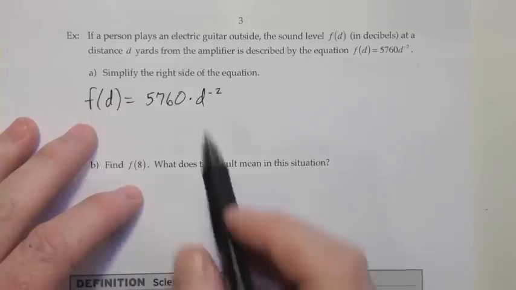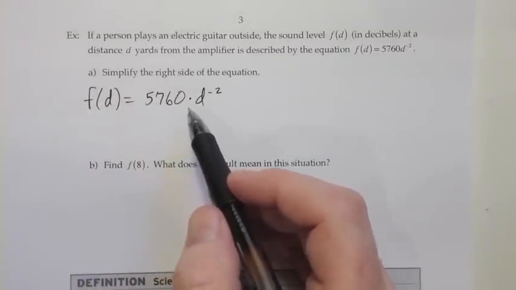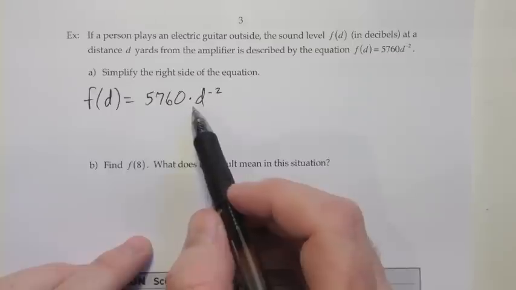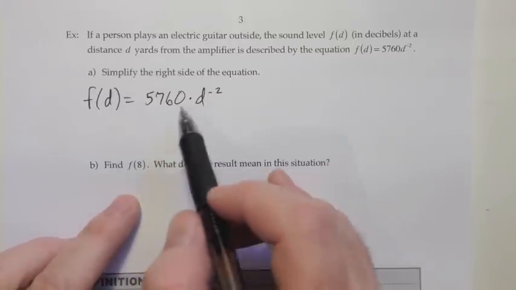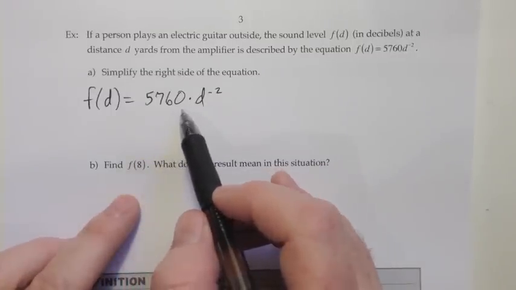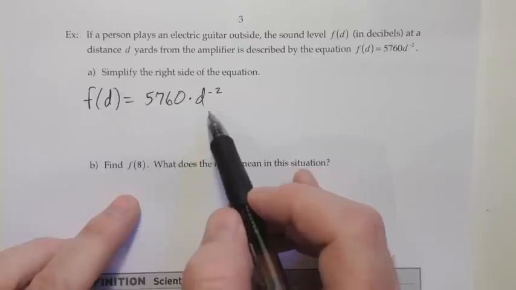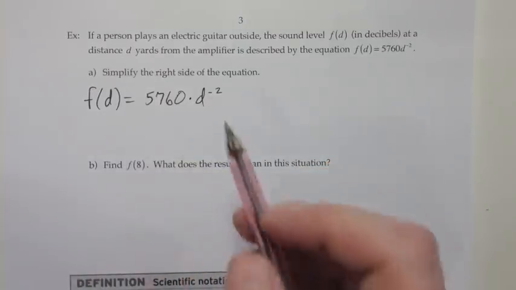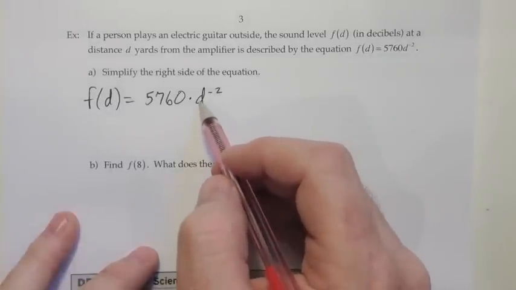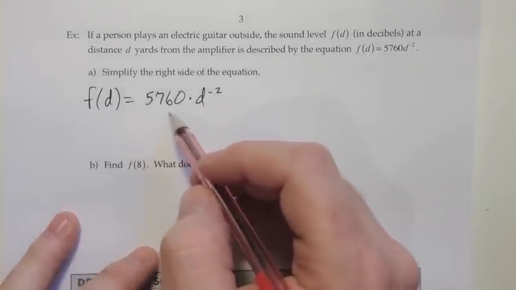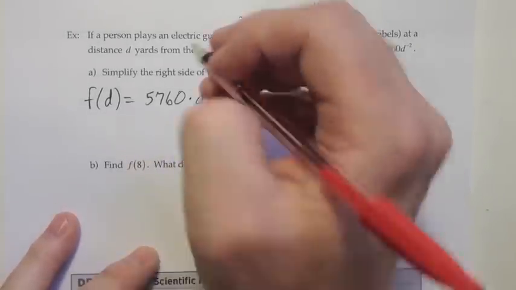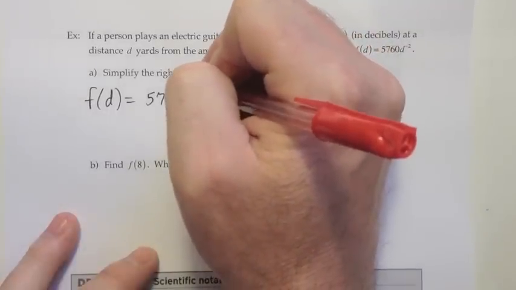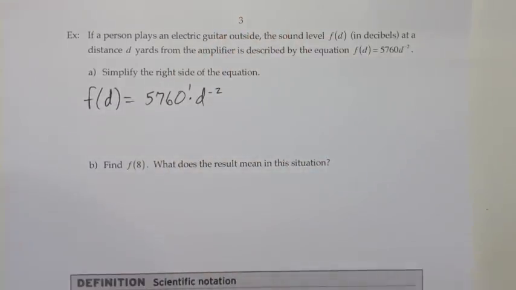Now when I wrote that just now, I put the dot for times, which isn't necessary, but one of the things it does kind of show us when we do that is that these are two separate factors. 5,760 is one factor, d to the negative 2 is the other. And what's important to realize about that is this exponent of negative 2 is just on the d. It's not on the 5,760. That number has its own exponent. I don't see one, but that means it has an exponent of positive 1.